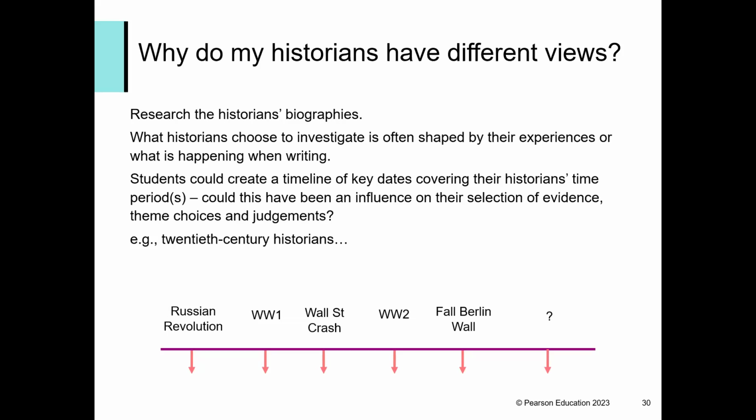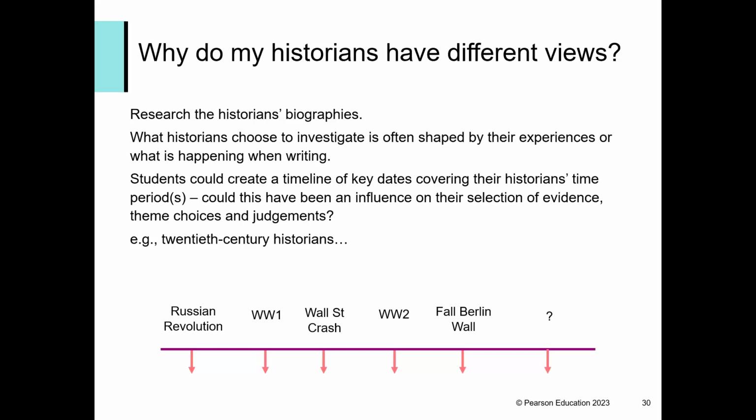So then thinking, now they've got their historians, starting to think about, having built up in the short course about why historians have different interpretations, now they're looking at their historians and trying to think about why do they have different views. One way could be to encourage them to research the biographies of the historians and then to think about, have they been shaped by their experiences of what's happening when they're writing?